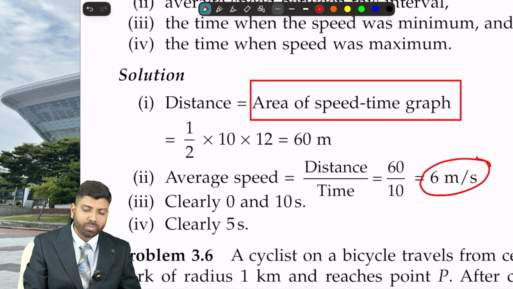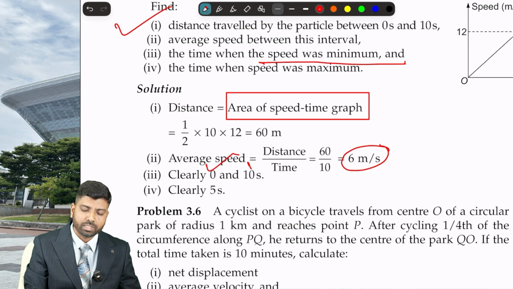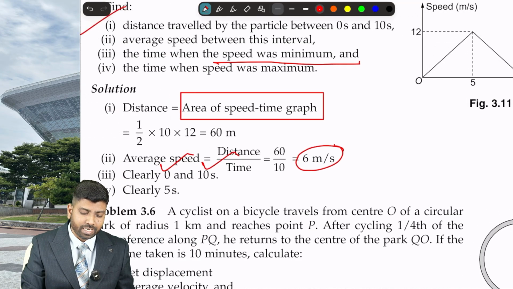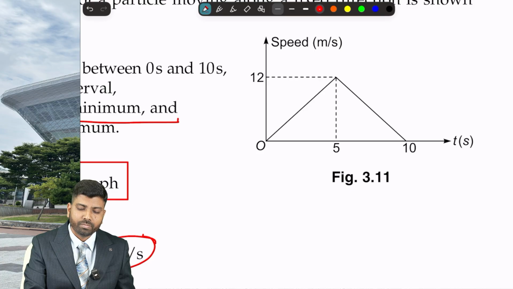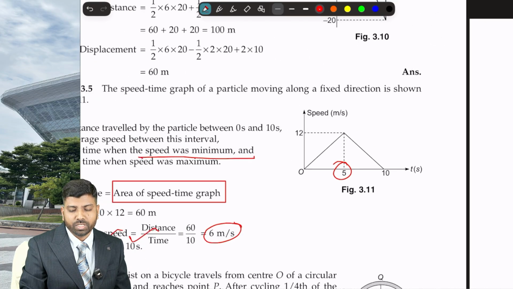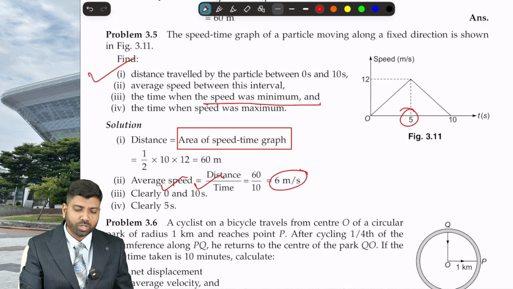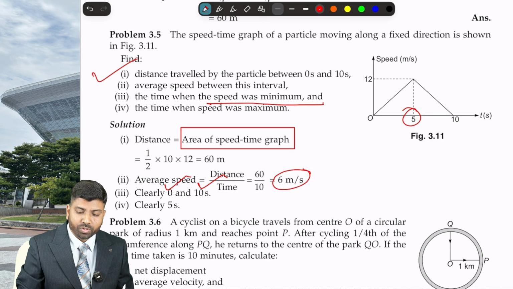And the next point is the maximum speed and the minimum speed. Sorry, the minimum speed is 0, at 0 second and 10 second. And the maximum speed is 12 meter per second, and the time is 5 seconds. So now the entire question and solution I'm showing you on my screen, right? It is a very interesting question, right? Now let us move to the next question.